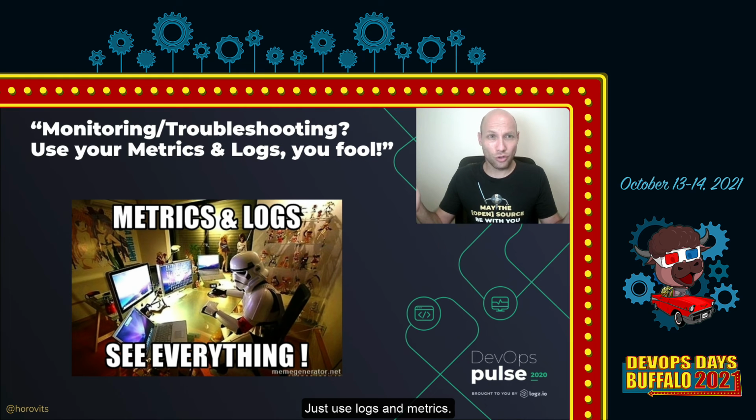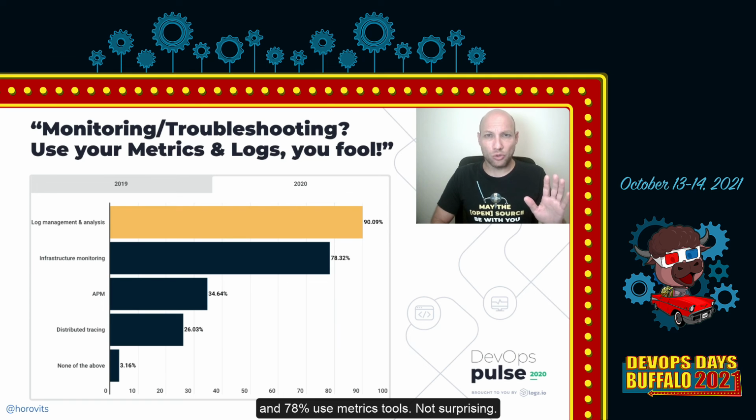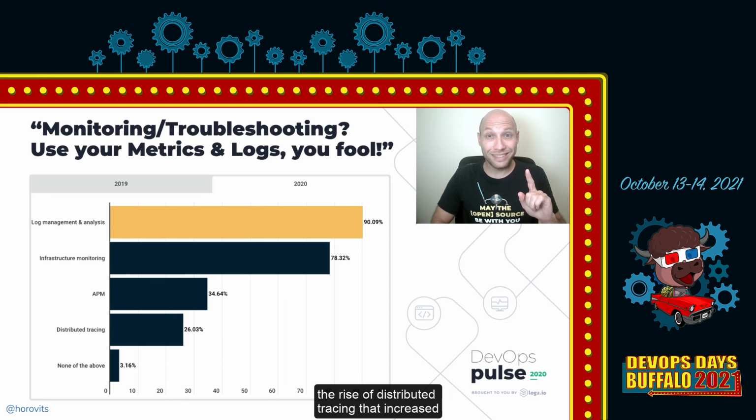And the number one challenge is with monitoring and troubleshooting, which leads me to the next assumption. Just use logs and metrics. What's the issue? We've been doing that for years. And indeed, 90% use logging tools and 78% use metrics tools. Not surprising. What is interesting in this survey is the rise of distributed tracing that increased by 38% from the previous survey.